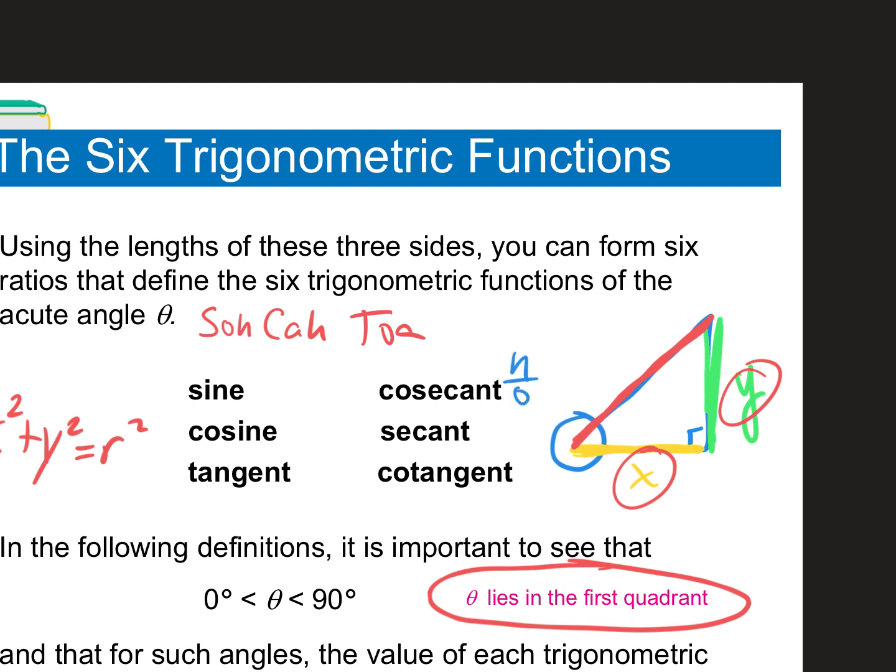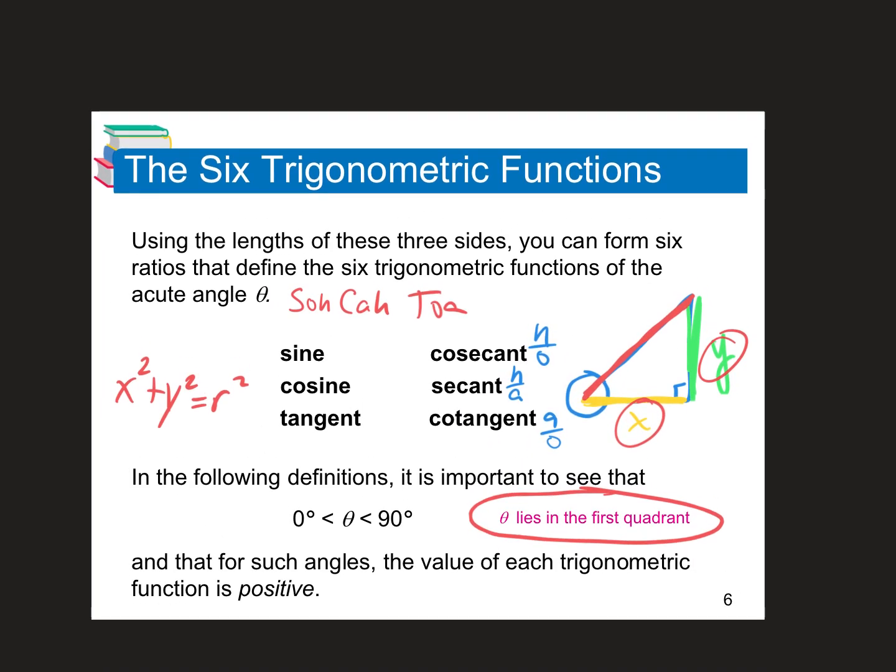Hypotenuse over opposite. We're just going to flip it. So what is your secant? Hypotenuse over adjacent. And then what's your cotangent? Adjacent over opposite, right? We're just flipping it. Everybody agree? Okay.